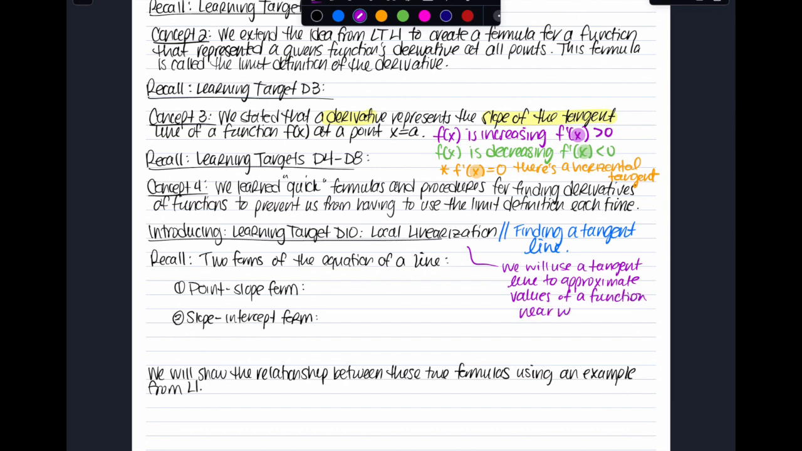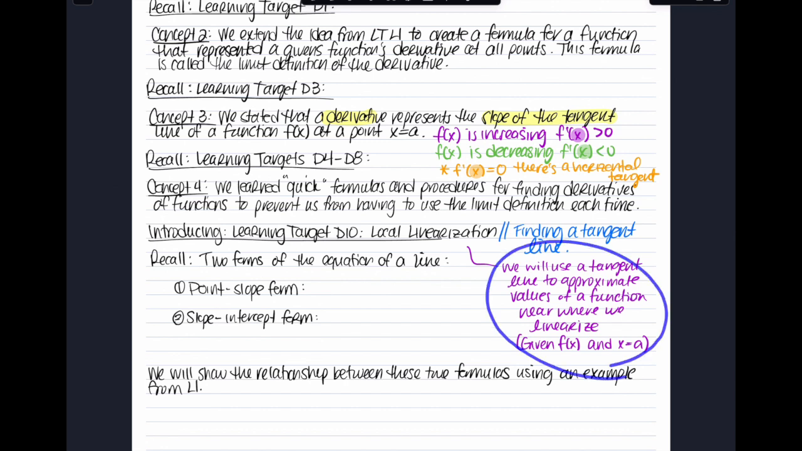Now for these, when we linearize, we will need to be given a function and a point. And you see this a lot. Given f of x and x equals a is going to be the point where we linearize. And I'm going to explain what that means in class, in lecture, for sure. But just have that idea in your mind as we continue.